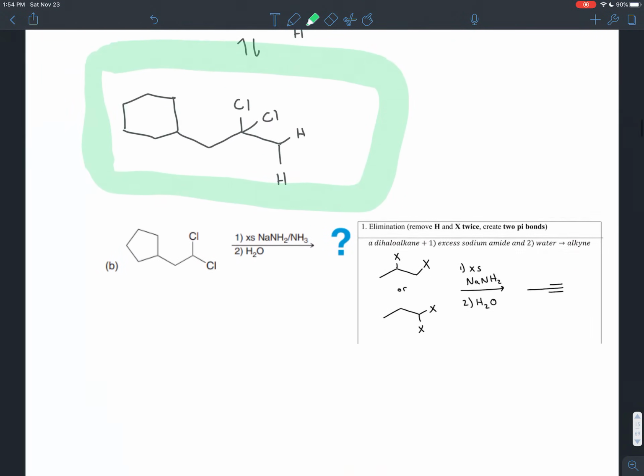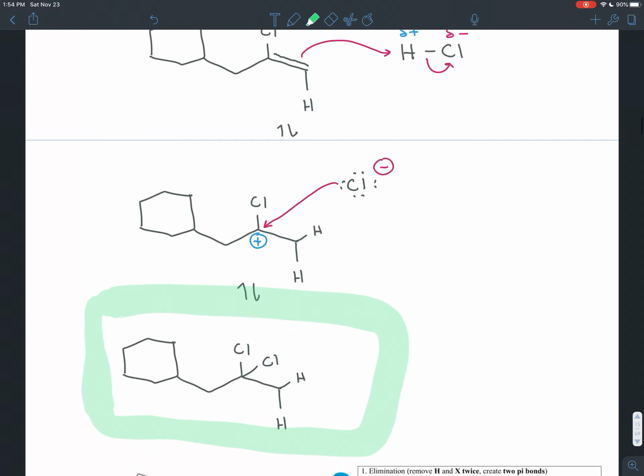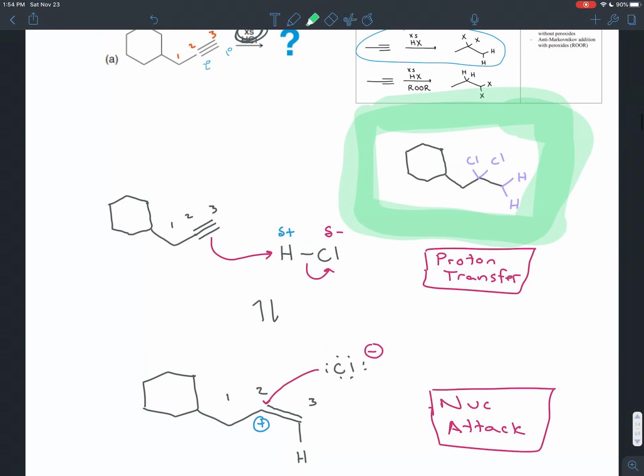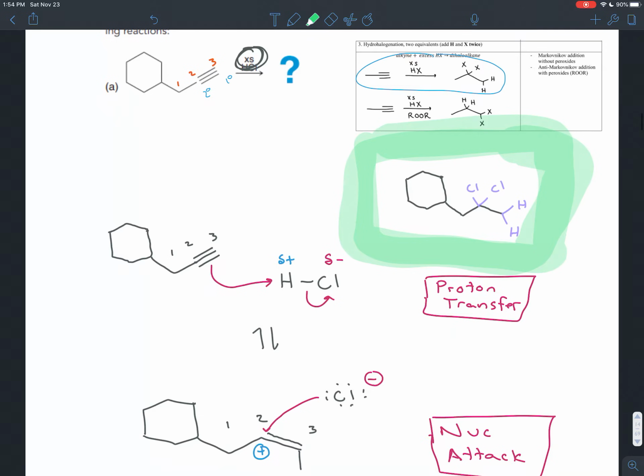Now that we have that down, though, for that reaction, the next time we see hydrohalogenation, I'm not going to draw the mechanism for it. We'll just do it from the perspective of synthesis.